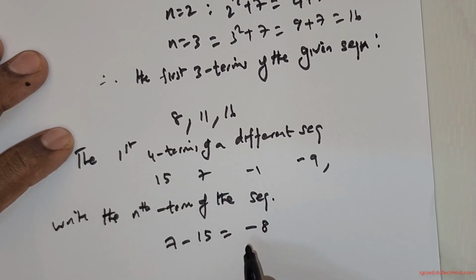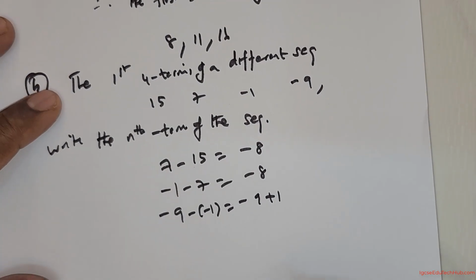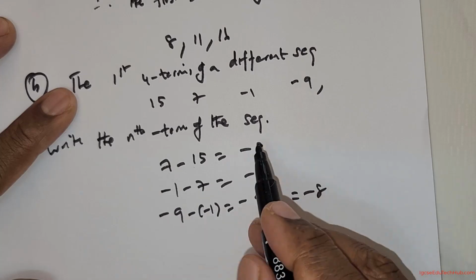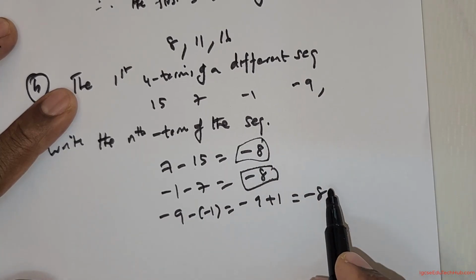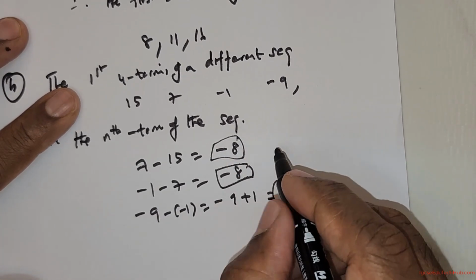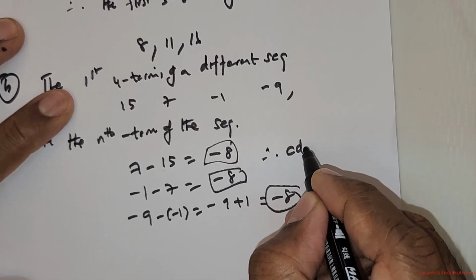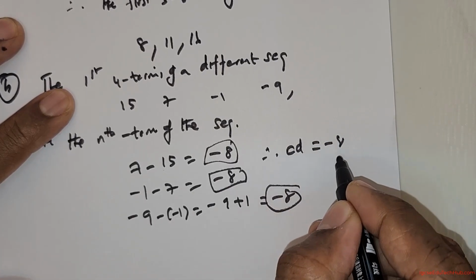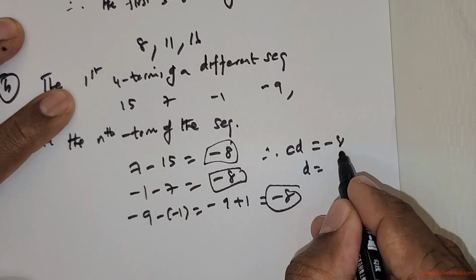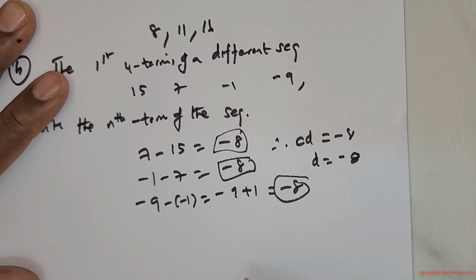What do you get? You get negative 8. And then negative 1 minus 7. What do you get? Negative 8. And then negative 9 minus negative 1. That's negative 9 plus 1, which is negative 8. You see the common difference. This is an AP, so therefore the common difference is constant, negative 8. You can either write it as CD or D, negative 8.